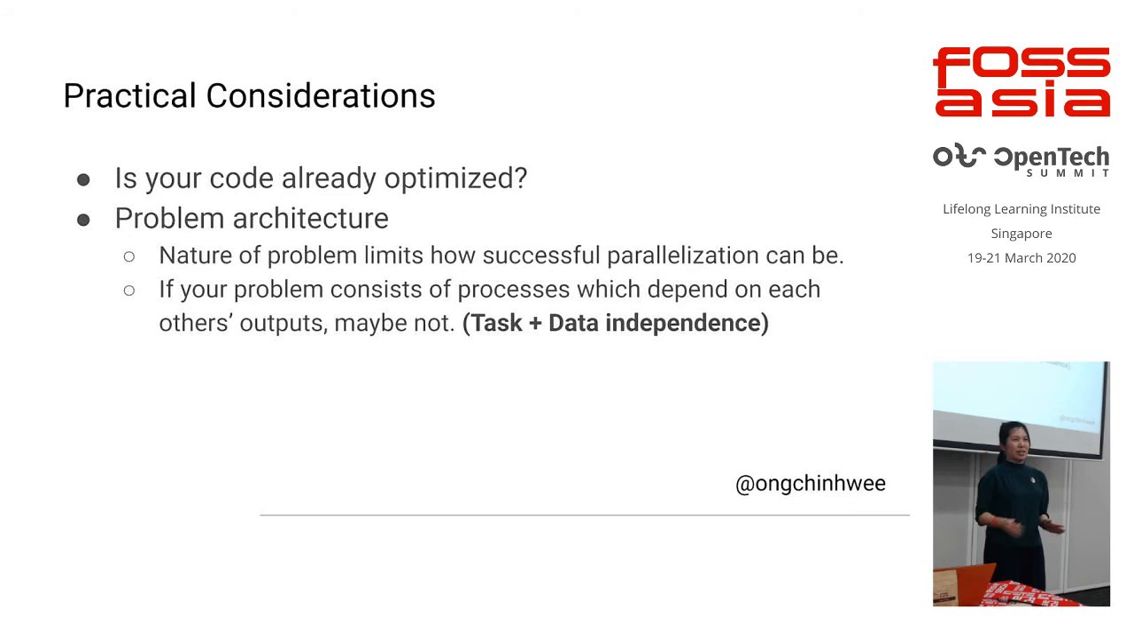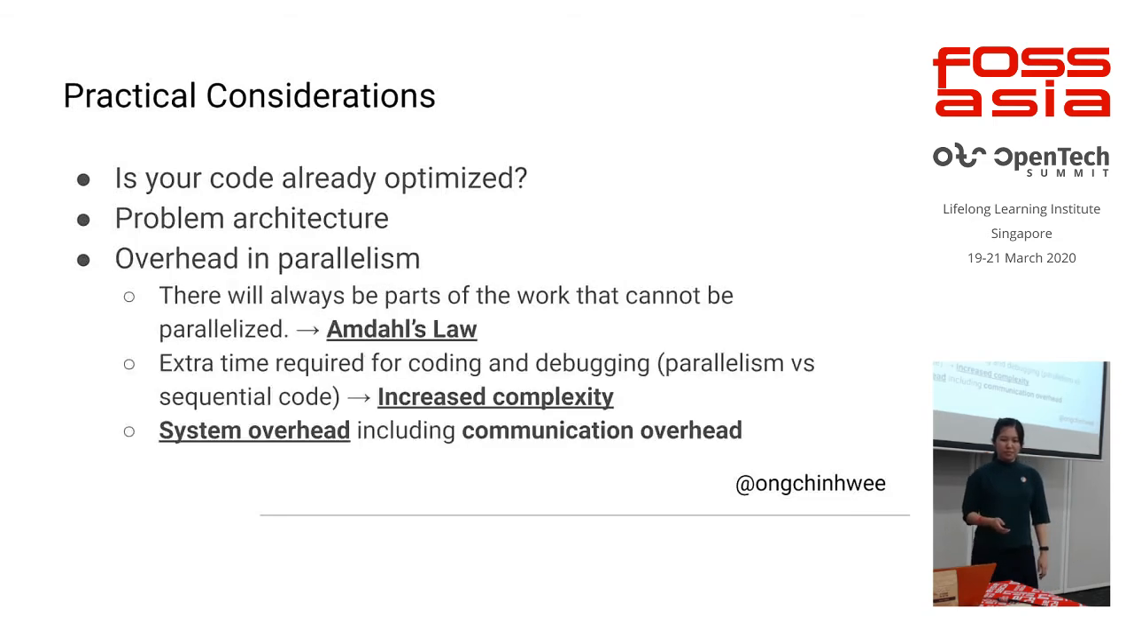It's not just about chucking everything into 256 cores. You need to consider whether the tasks are independent from each other and whether the data is independent from each other. On top of the raw architecture, you also need to think about the overheads in parallelism. The number one rule of parallelism is that there will always be parts of the work that cannot be parallelized. This is known as Amdahl's law. I have to emphasize this: there will always be parts of your code that cannot be parallelized. So even if you have 256 cores, it's not going to solve your problem.